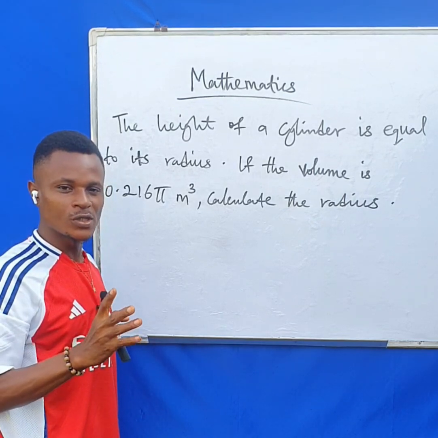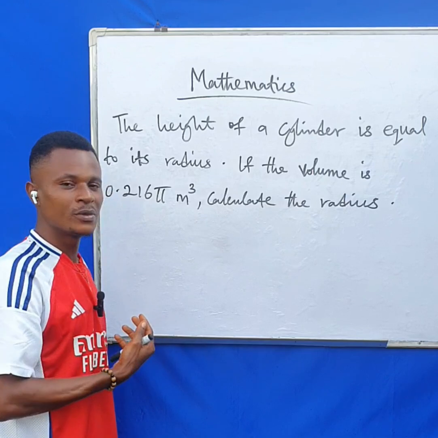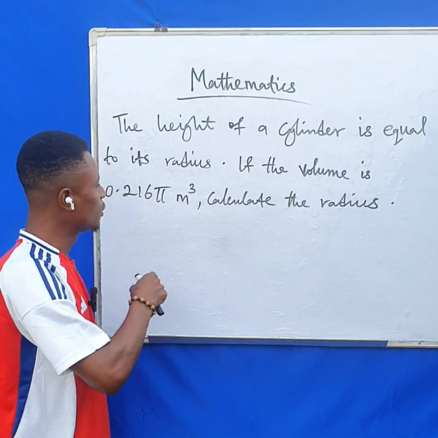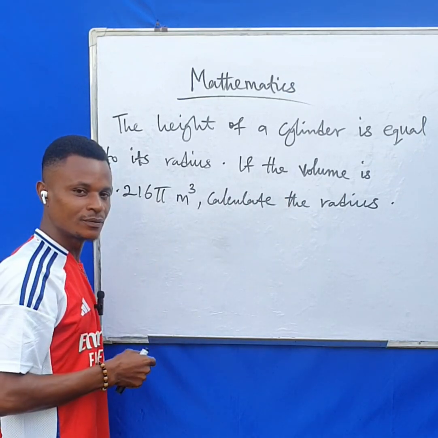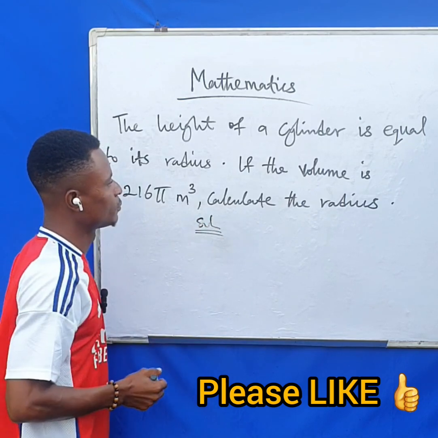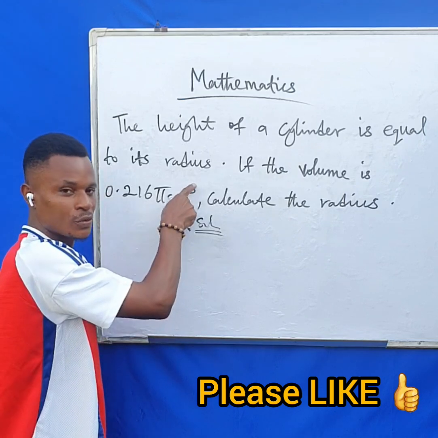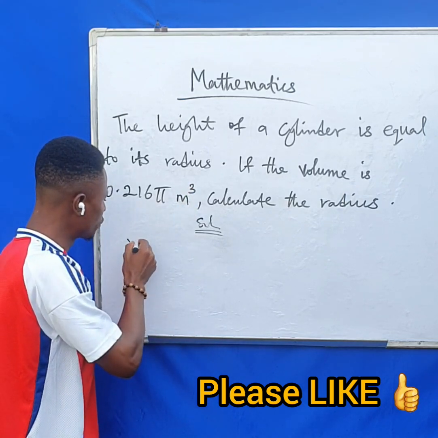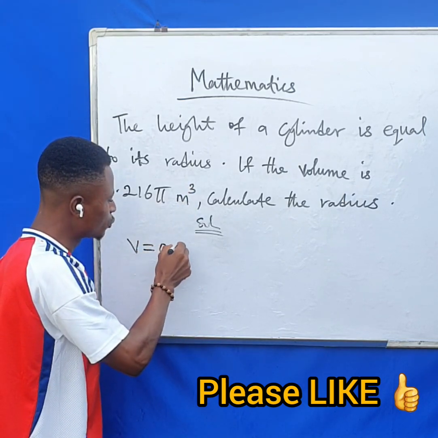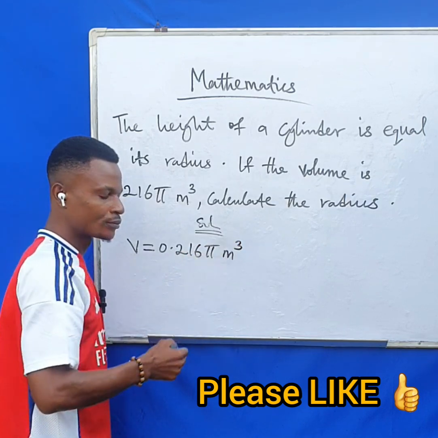If you want to solve this question correctly, the first thing you need to do is to bring out all the parameters that are associated with the volume of a cylinder. So this is the solution. They gave us the volume. They said the volume is 0.216 pi meters cubed. So V, which is volume, equals 0.216 pi meters cubed.